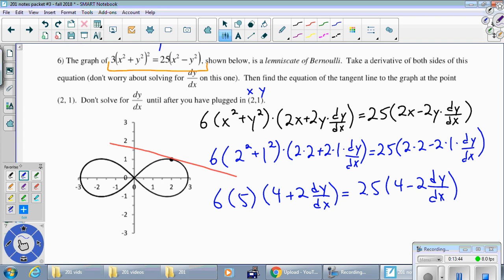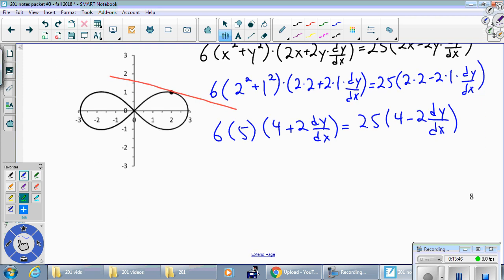Okay, so I guess we're going to have to do some distributing here. So the 6 times 5 is a 30, which I'm going to distribute through the parentheses on the left. So 30 times 4 is 120. Let's go right here. 120 plus 30 times 2 is 60 dy dx equals, now this 25 multiplies through, distributes. So 100 minus 50 dy dx.